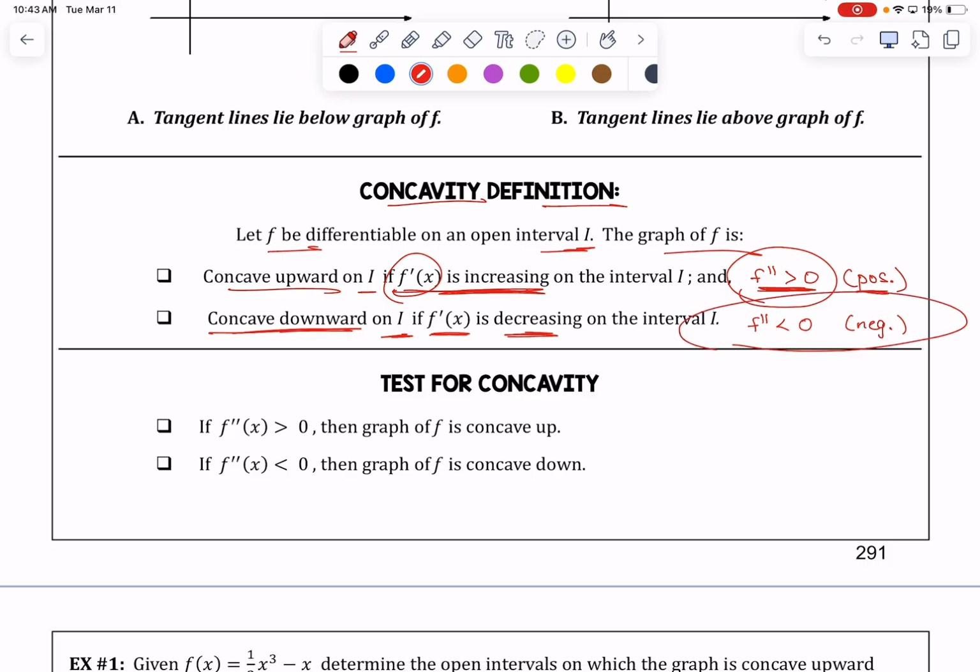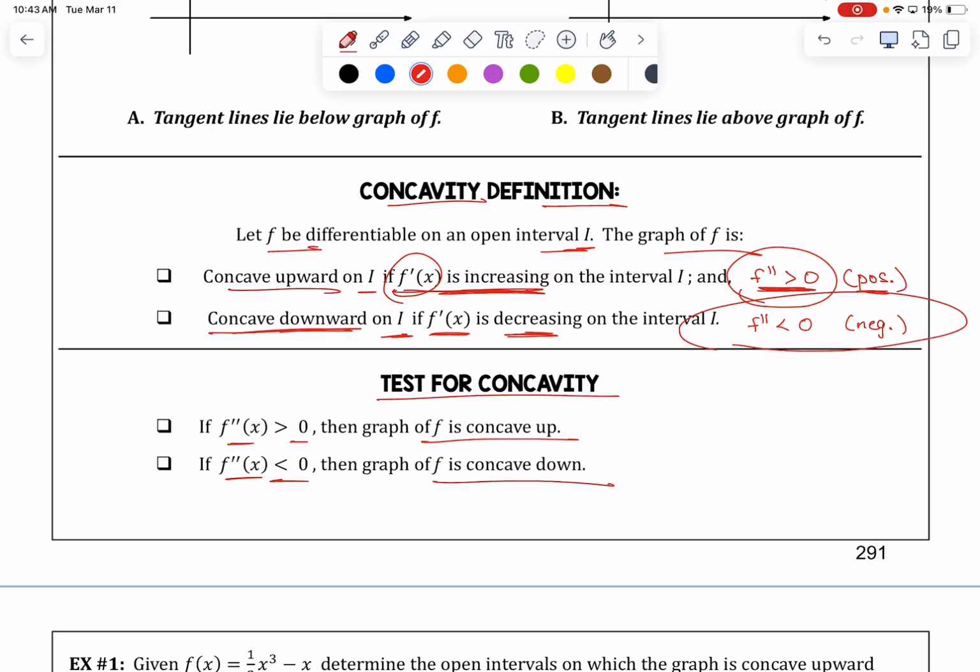Now test for concavity. They summarize this down here. If the second derivative is greater than 0, we know f is concave up. If the second derivative is less than 0, we know f is concave down. So now we're doing the test for concavity. Now, this is not called the second derivative test.